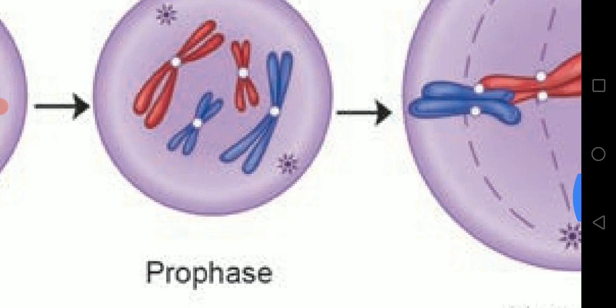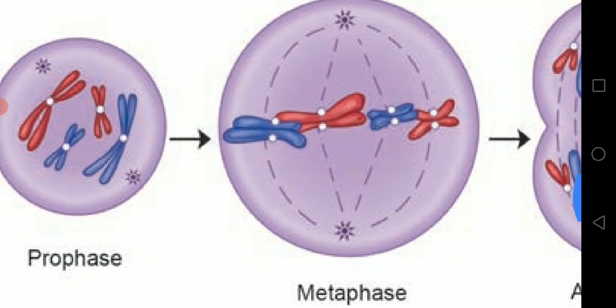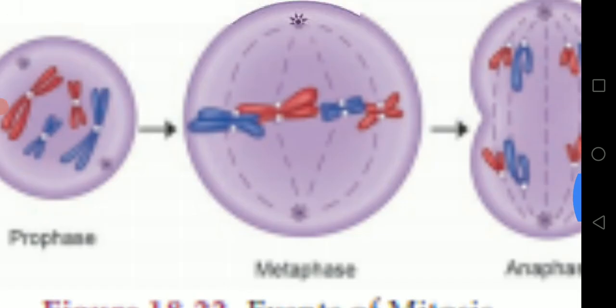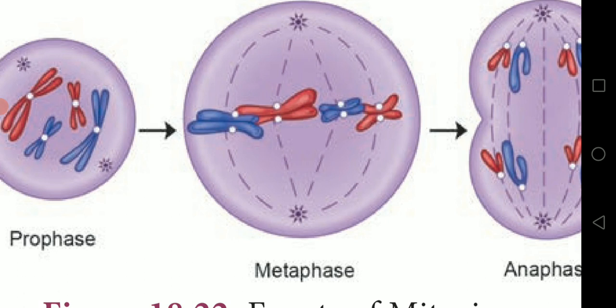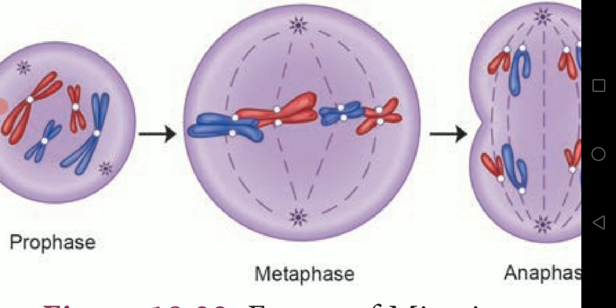The next one is metaphase 1, the second stage of karyokinesis. This is the diagram of metaphase. Meta means after. The duplicated chromosomes arrange on the equatorial plane, the center part of the nucleus, and form the metaphase plate.